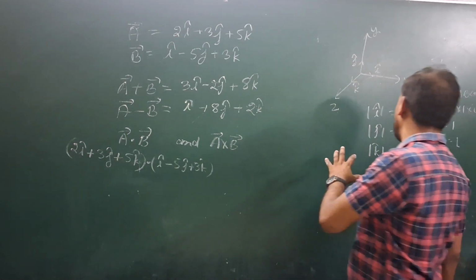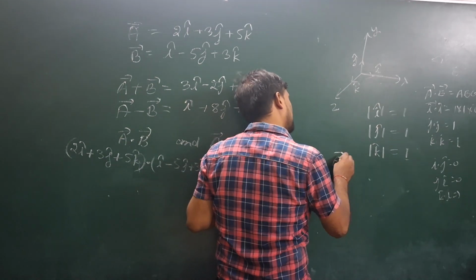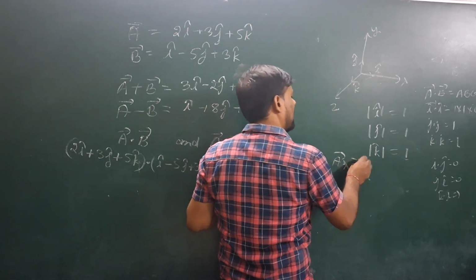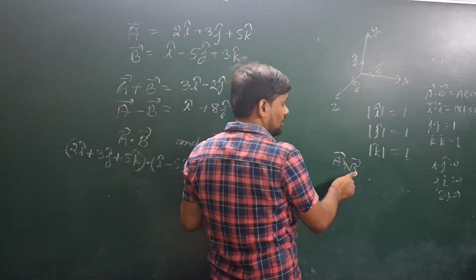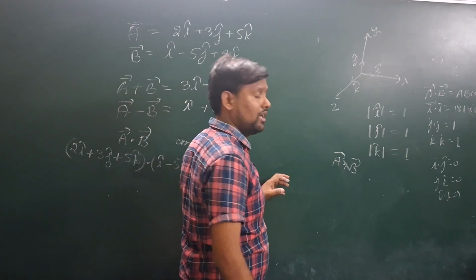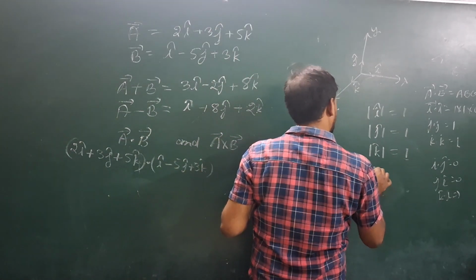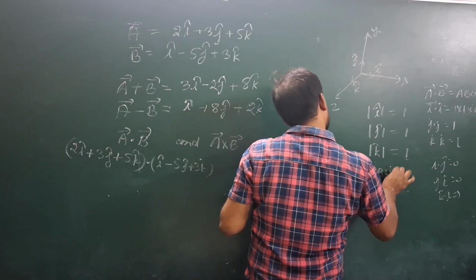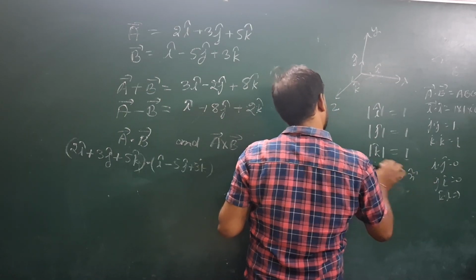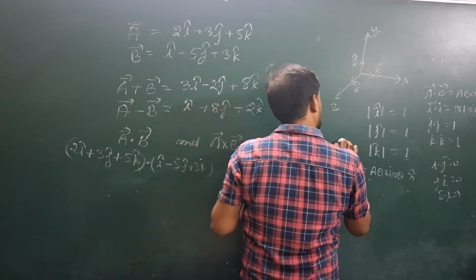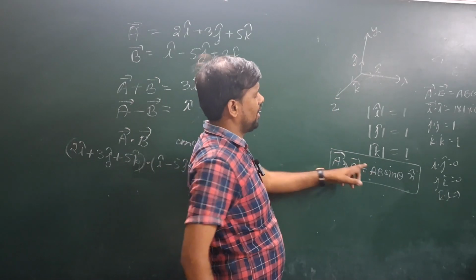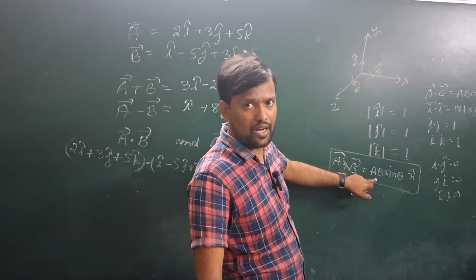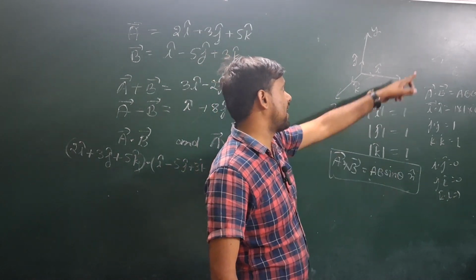Similarly, for the cross product, the formula is A cross B, or A vector product with B, we get AB sin theta n cap, where A and B are the magnitudes of the vectors A and B, and theta is the angle between them.